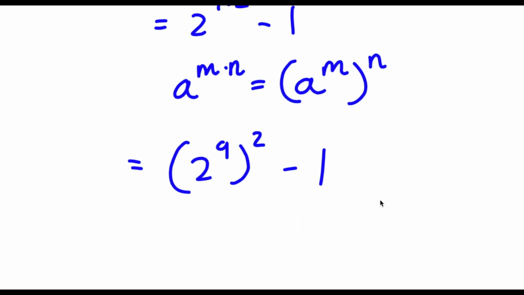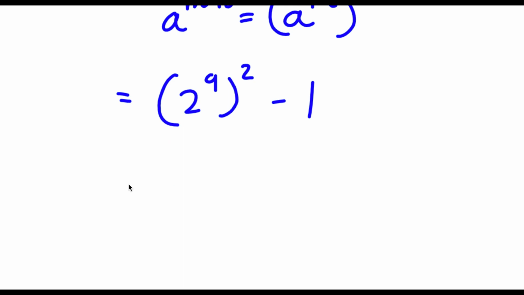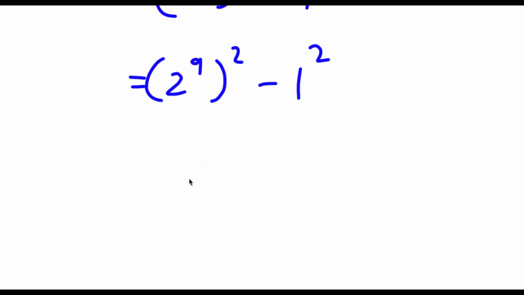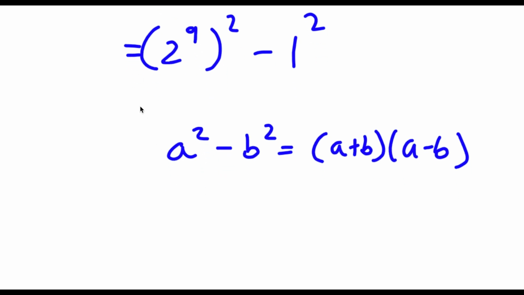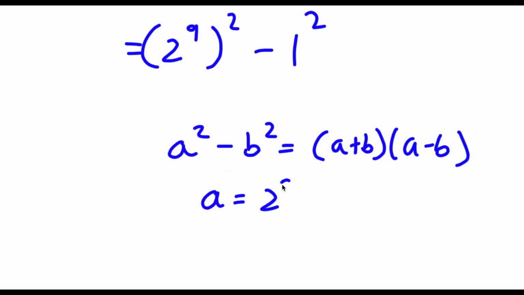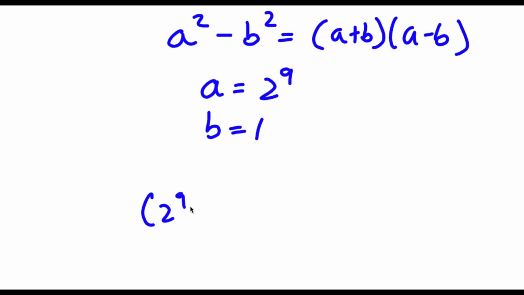So now, 1 here, this is going to be the same thing as 1 squared. So now I have 2 to the power of 9 to the power of 2 minus 1 to the power of 2. And now, if I have something in the form a squared minus b squared, this is equal to a plus b times a minus b. So in this case, a is equal to 2 to the power of 9, and b is equal to 1. So now I have 2 to the power of 9 plus 1 times 2 to the power of 9 minus 1.